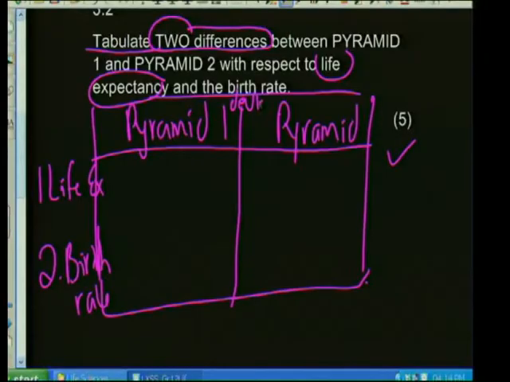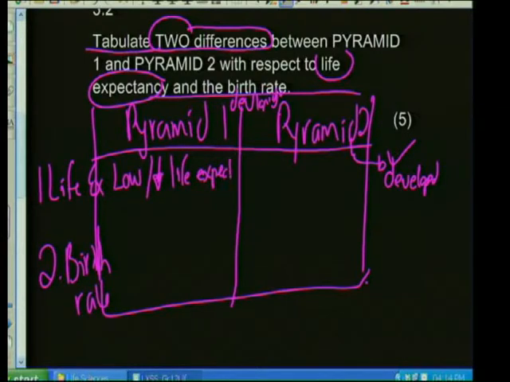So pyramid number 1. That is my developing, okay? I'm just going to write that. Pyramid number 2 is my developed. So, without having to go back, pyramid number 1, life expectancy: low, or a decrease in life expectancy, or an increase in death rate.